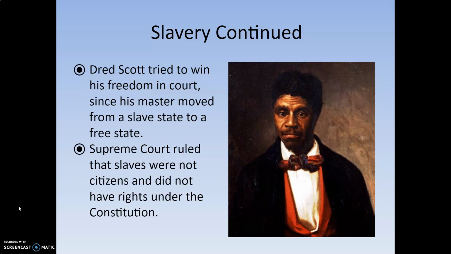Okay, Dred Scott. Dred Scott tried to win his freedom in court since his master moved from a slave state to a free state. The Supreme Court ruled that slaves were not citizens and did not have rights under the Constitution. Hold on, wait a minute. So this guy moves to a northern state that's free, a free state, and he's still a slave? Does that mean? Yes, it does. It means that slaves were considered property and not citizens of the United States. And that's how they came to that decision.